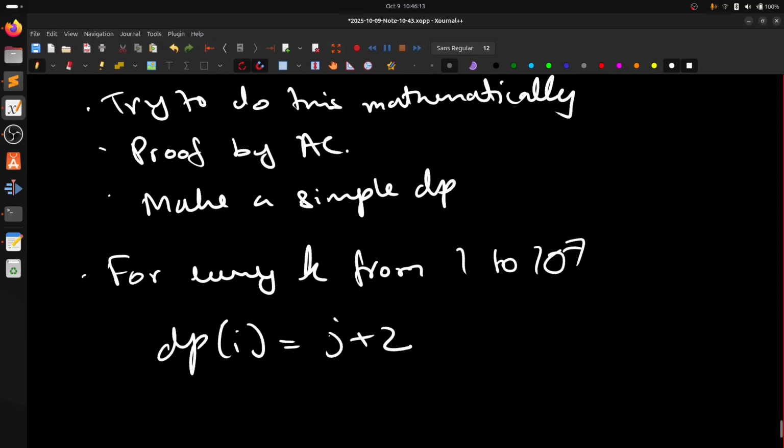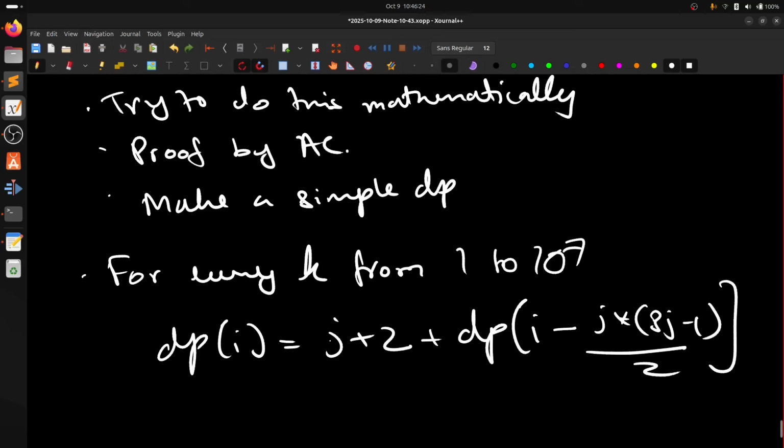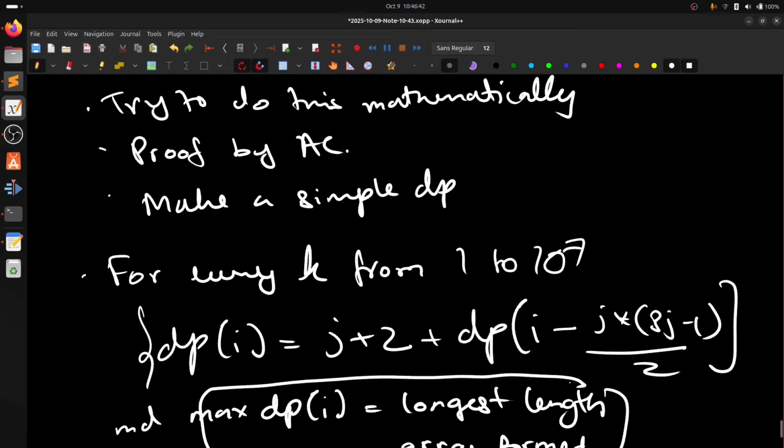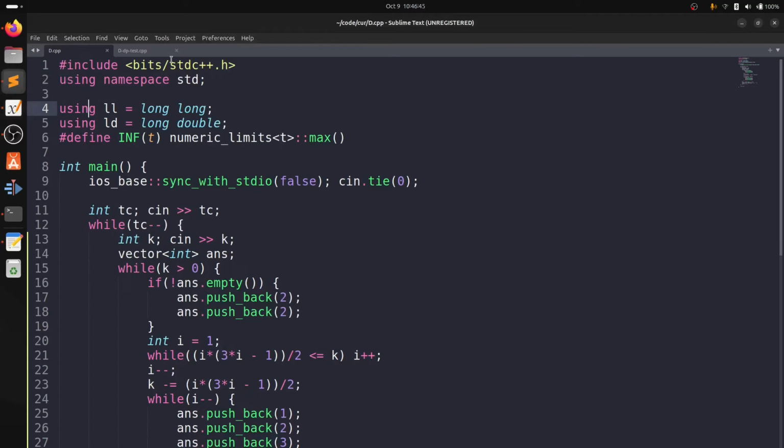J plus 2. J is the number of elements added plus dp of I minus j times 3j minus 1 by 2, right? So we can use this following dp, and max of dp of I will be the longest length array formed, right? So this is a dp to calculate the length of the array formed with our solution. So we are using this dp to calculate what the max would be. So let's have a look at the dp.